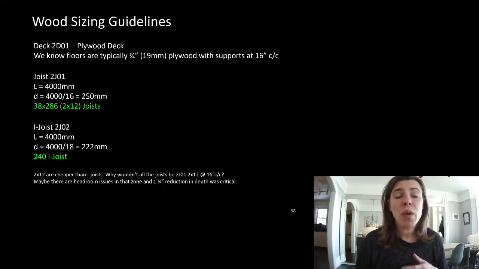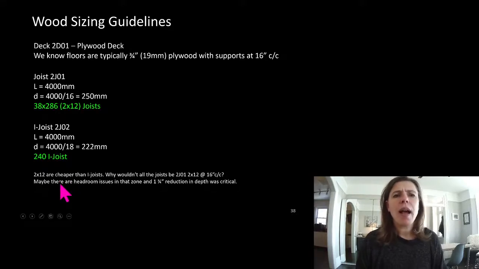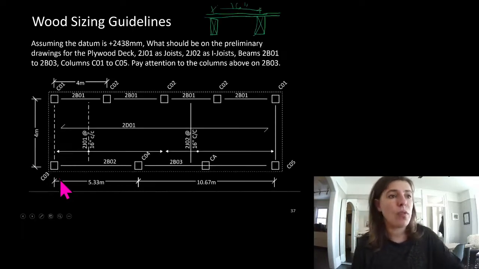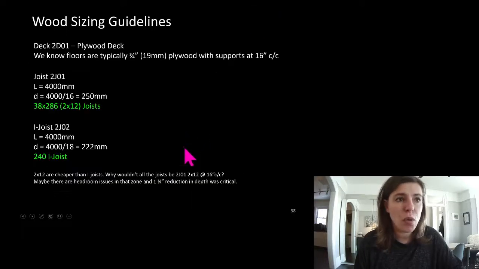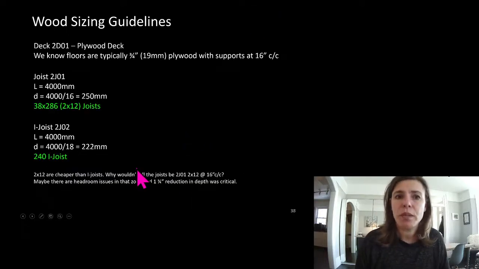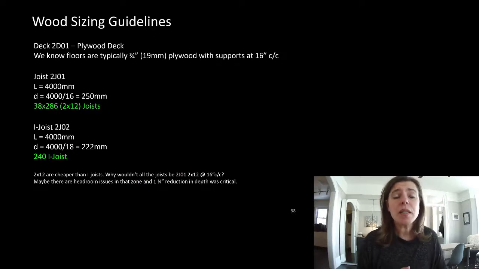We would be good engineers if we said, hey, I'm assuming you have a really good reason. My instinct would have been just to do 2x12s all the way across the floor, rather than switch at this line right here to engineered joists. Why did you do it? Do you have a reason? Because you know that people make choices for a reason, but it's hard to see that in that drawing.